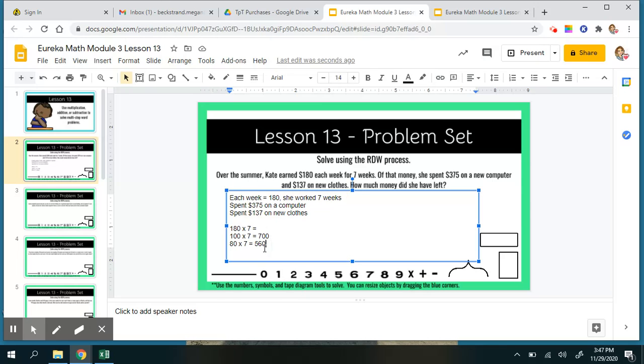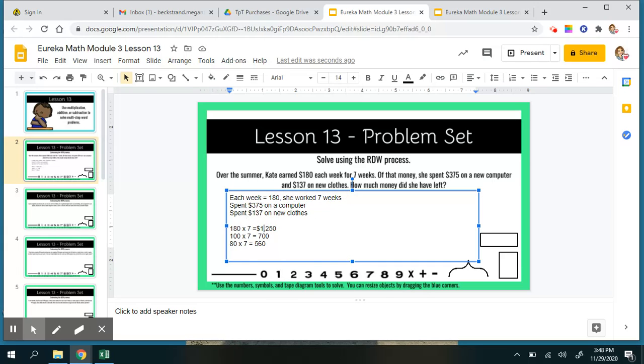So we can add our hundreds together. So 5 plus 7, that gives us 12. And then 6 plus 0 and 0 plus 0. So the only thing that's going to change is our hundreds. It is going to become 12. 1,260 is what that will read if we show that as money. Okay, so $1,260 is how much she made over the 7 weeks.